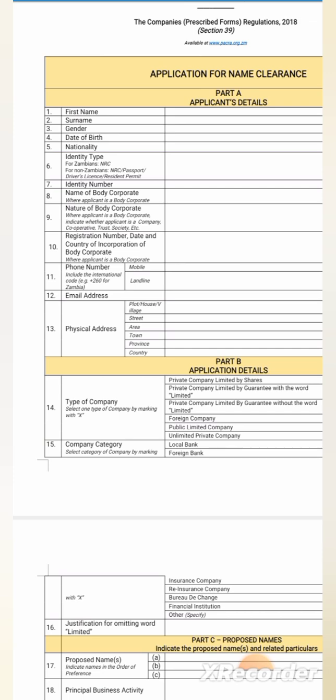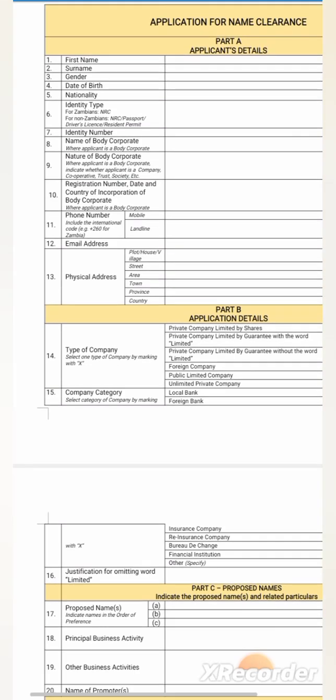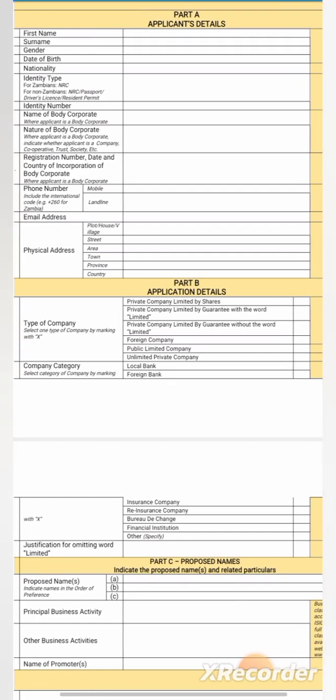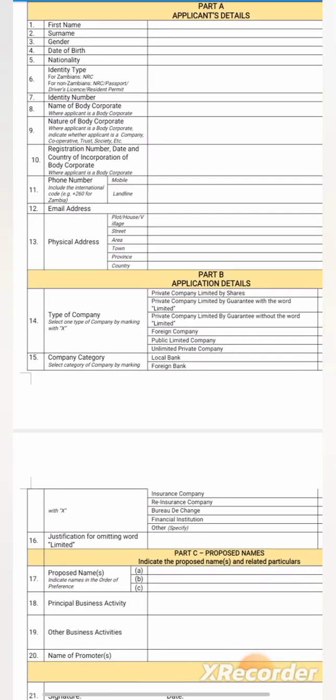Then phone number, you put your mobile number and landline. Then email address, then plot, house, village, street, area, town, province, and country. These are the information that you need to put. Then part B, that's application details. Here you put the details of the application.